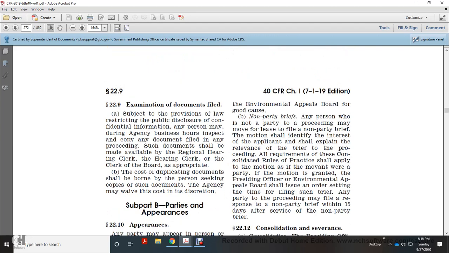Subject to the provisions of law restricting the public disclosure of confidential information, any person may, during the Agency's business hours, inspect and copy documents filed in any proceeding. Such documents shall be made available from the Regional Hearing Clerk, the Hearing Clerk, or the Clerk of the Board, as appropriate. The cost of duplicating documents shall be borne by the person seeking the copies. The Agency may waive this cost at its discretion.